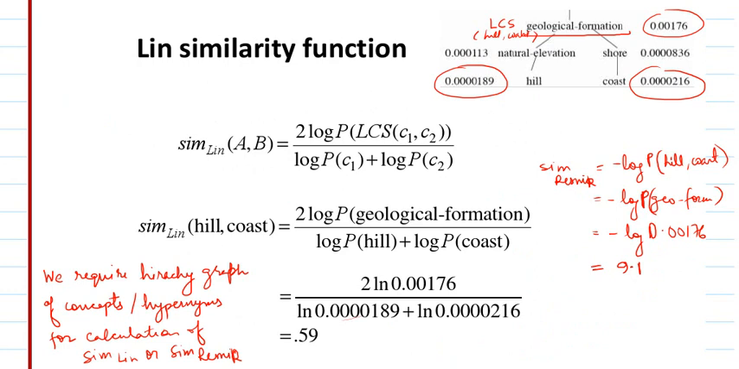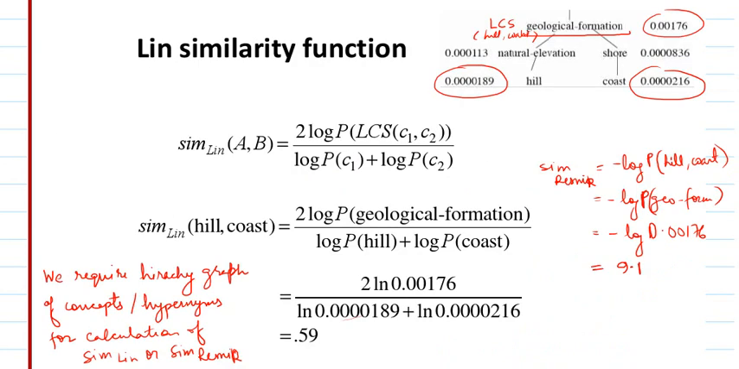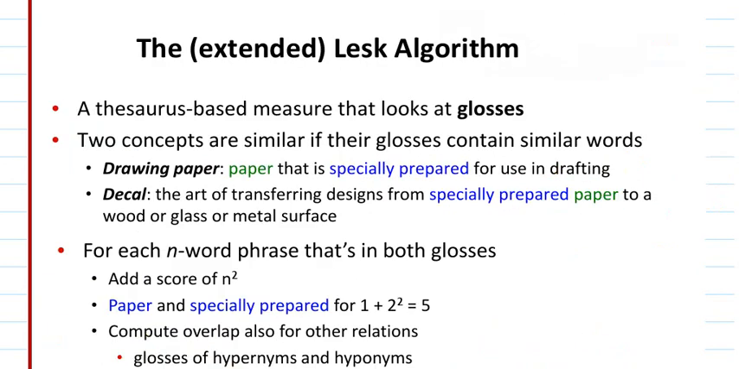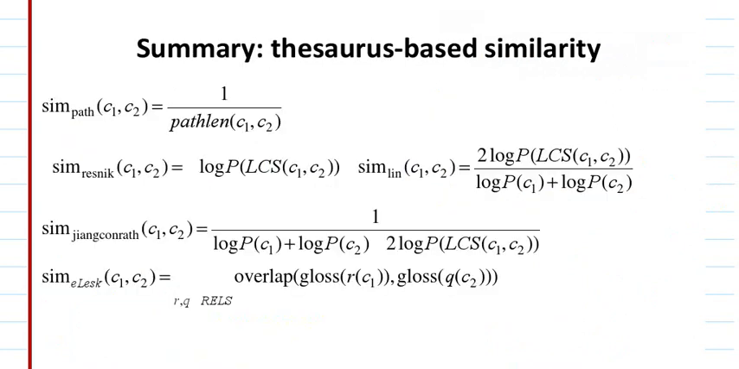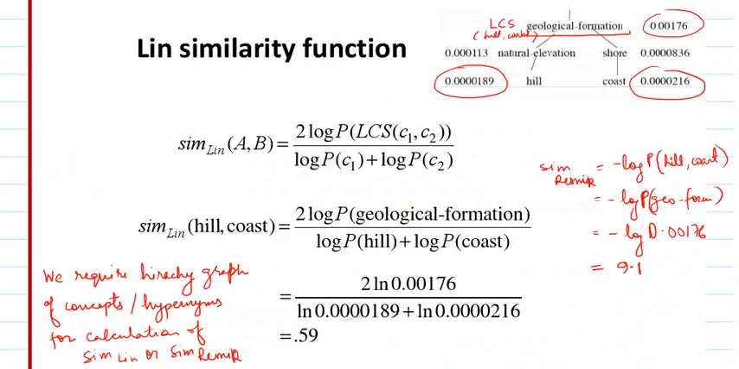There are some other methods that do not require this hierarchical graph. Instead, they require the glosses. Such methods are called Lesk based algorithms, and these are also thesaurus based methods. We use the glosses and find out how many times the word or the concept appears in those glosses. We will see in more detail in the further classes. So that's all for today.